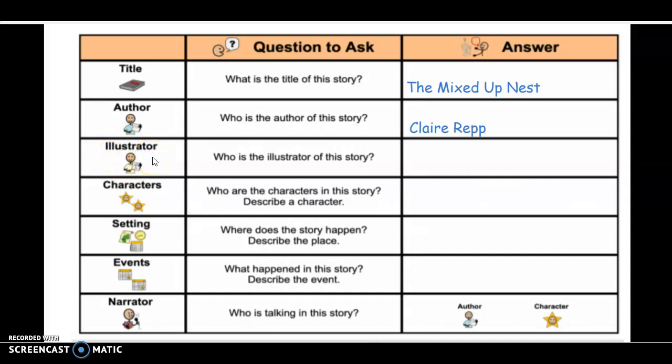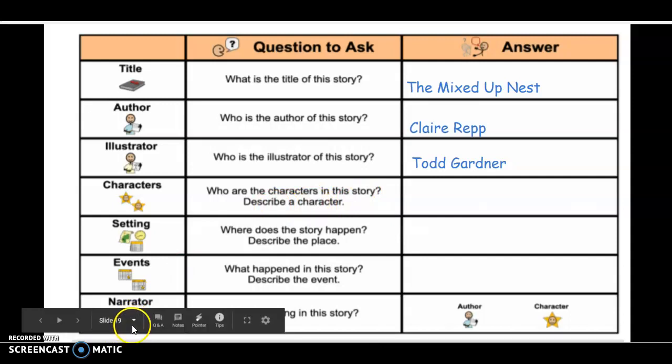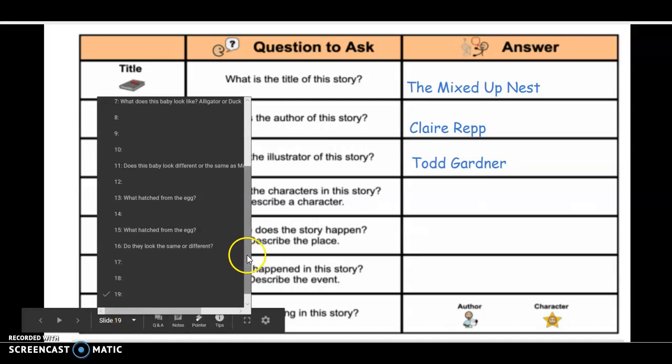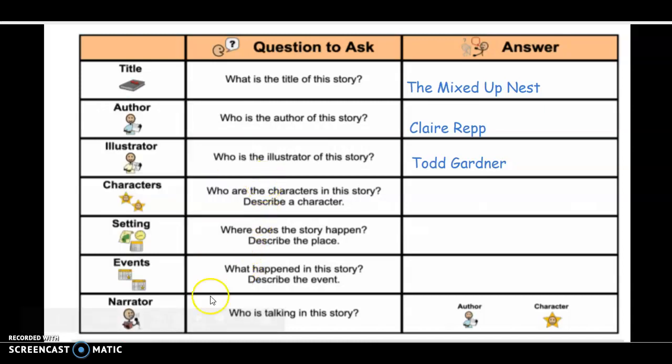Who is the illustrator of this story? Do you remember who the illustrator was? That's who draws the pictures in this story. Yes, it was Todd Gardner. And who are the characters in this story? Maybe you remember, but if you do not remember, you can always go back.